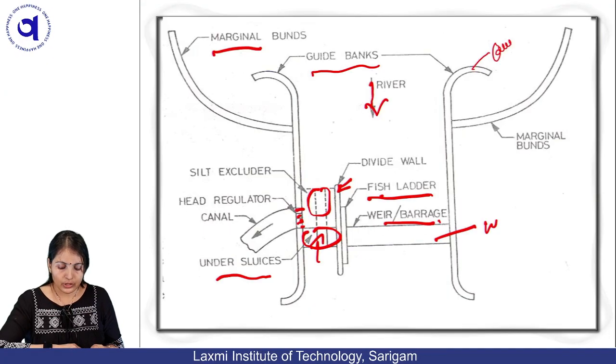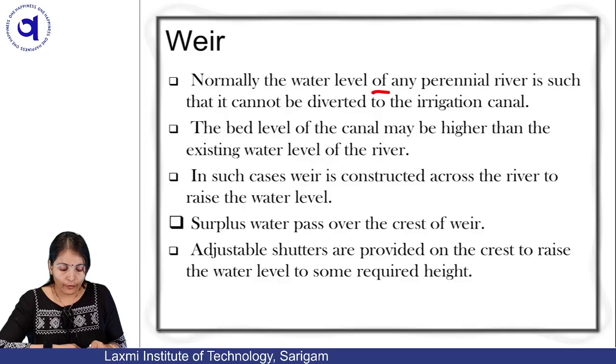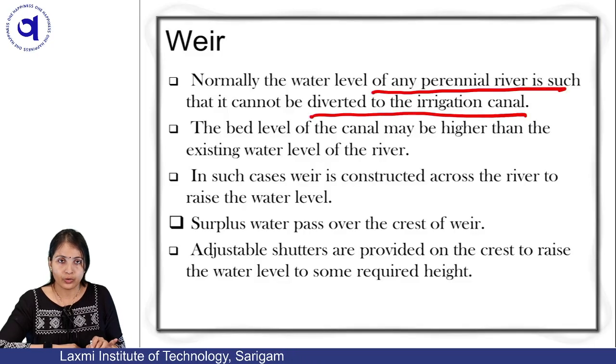So these things we will discuss in detail, one by one. So what is a weir? Normally, the water level of any perennial river is such that it cannot be diverted to the irrigation canals. What is understood by perennial? Perennial means 12 months of a year. It will not dry in any season. So the water level of any perennial river is such that it cannot be diverted to the irrigation canals.